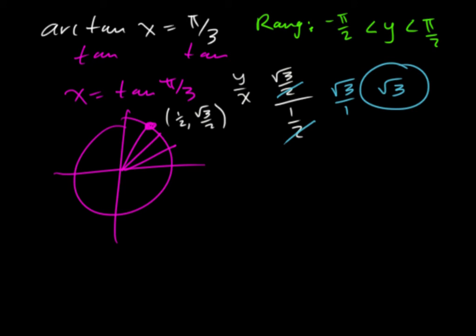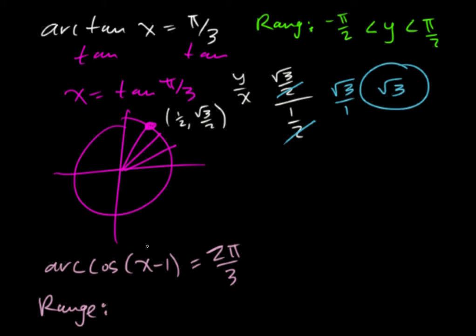Okay, the next one is asking us for arccosine of x minus 1 equals 2 pi thirds. Okay. Now, 2 pi thirds is within the range. So for arccosine, our range is in between 0 and pi. 2 pi thirds is in between 0 and pi, so we can move on.